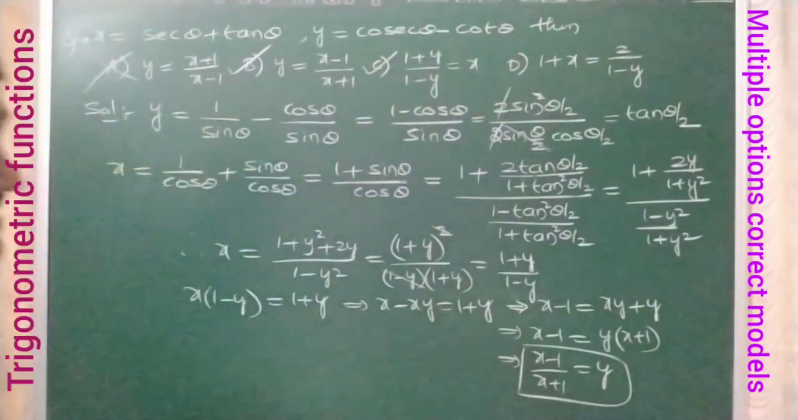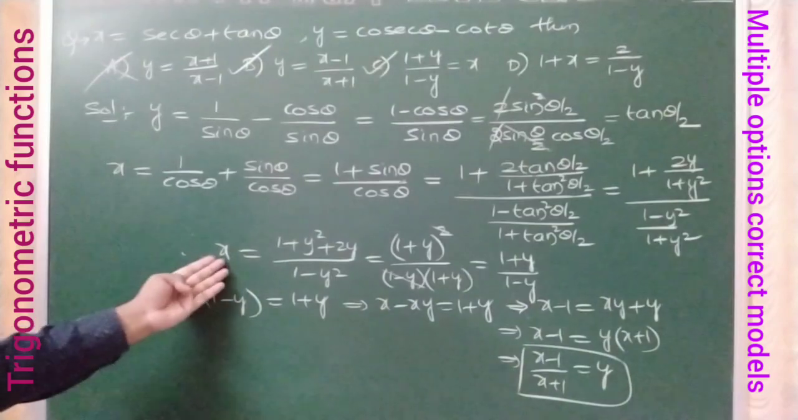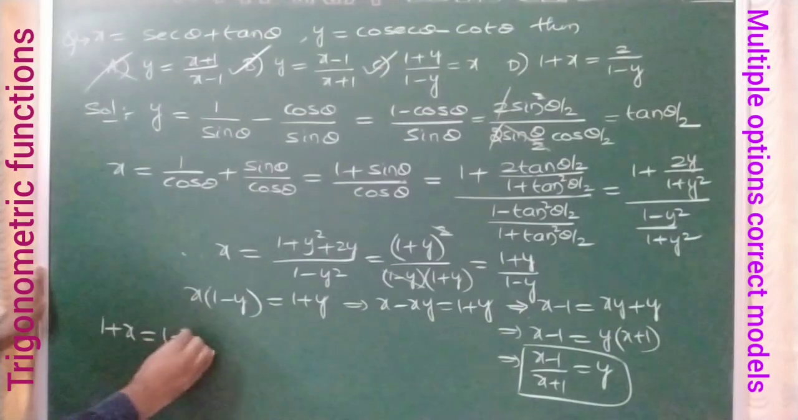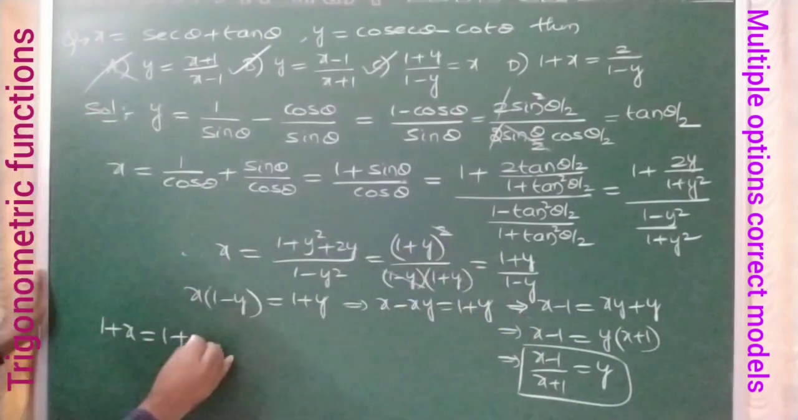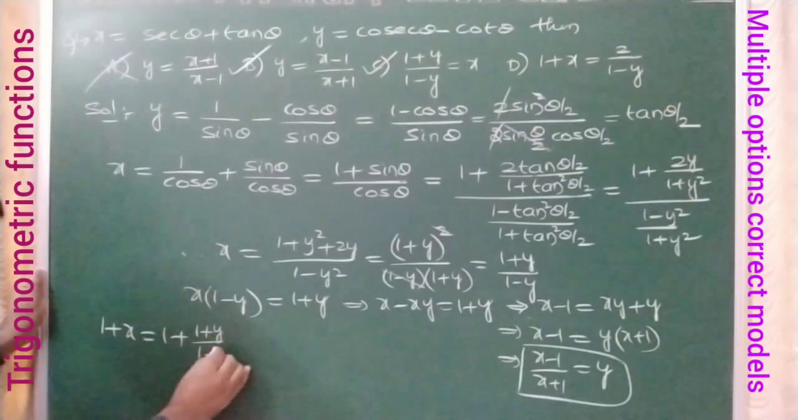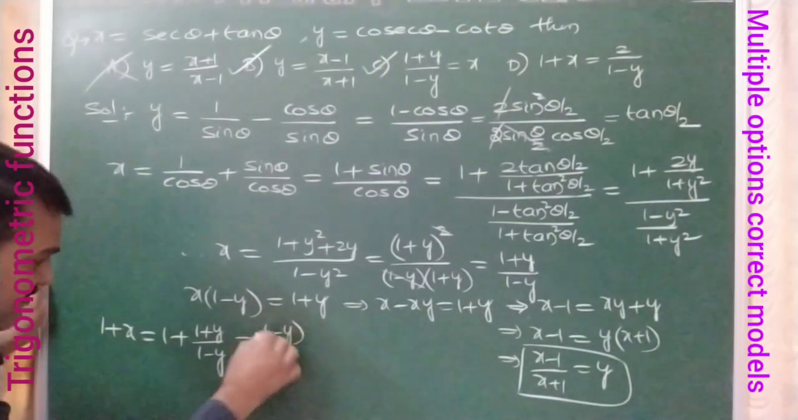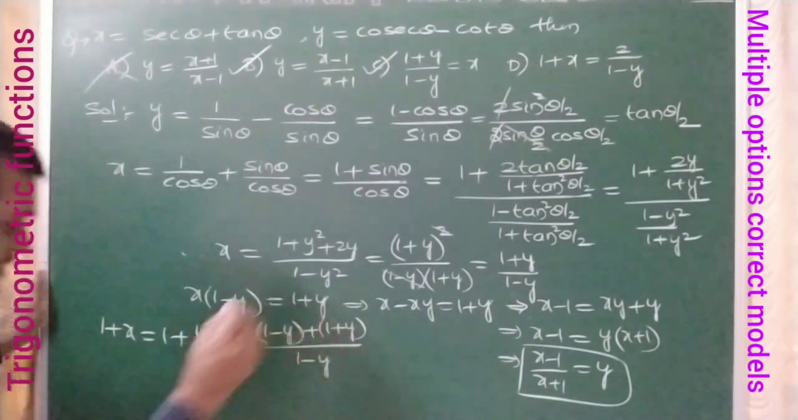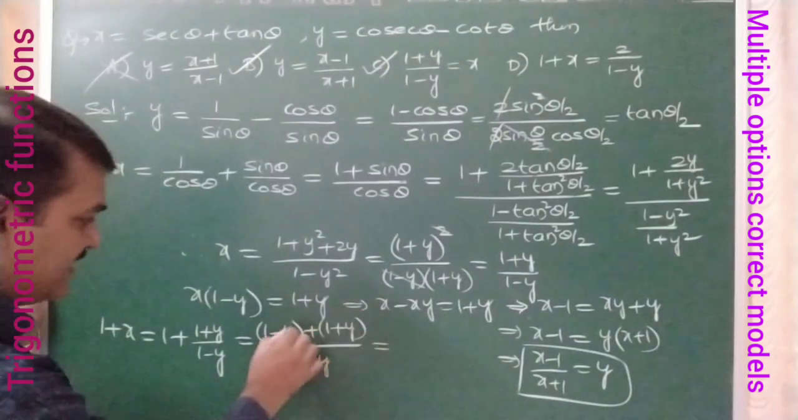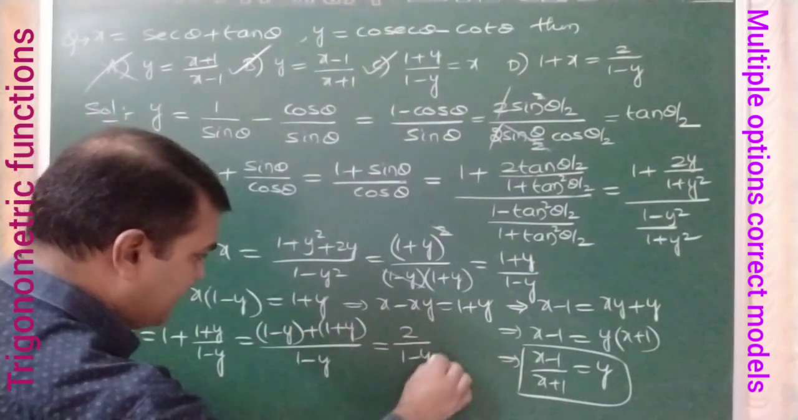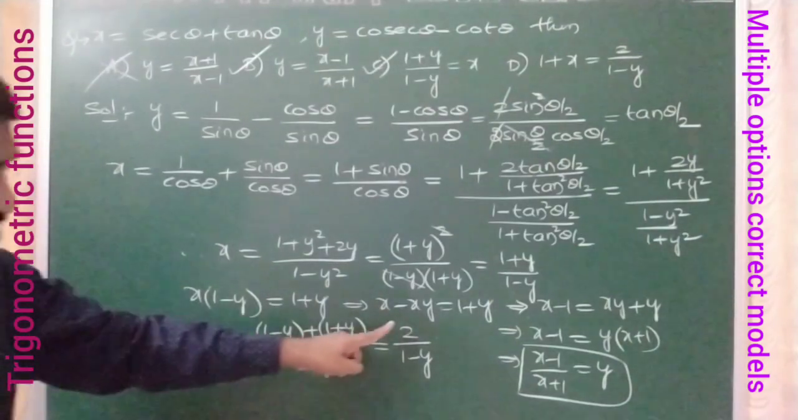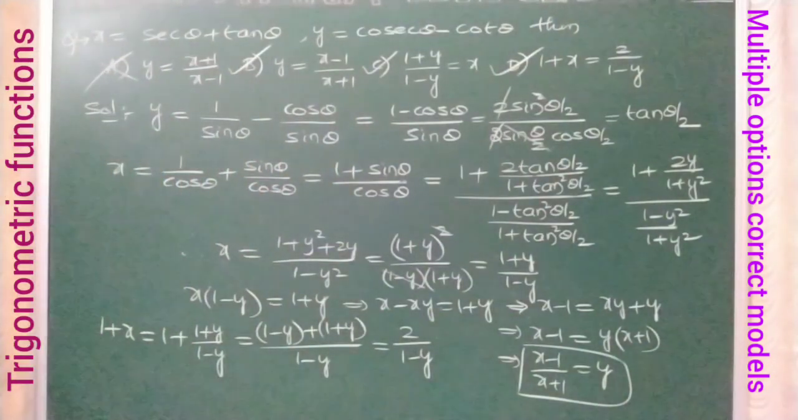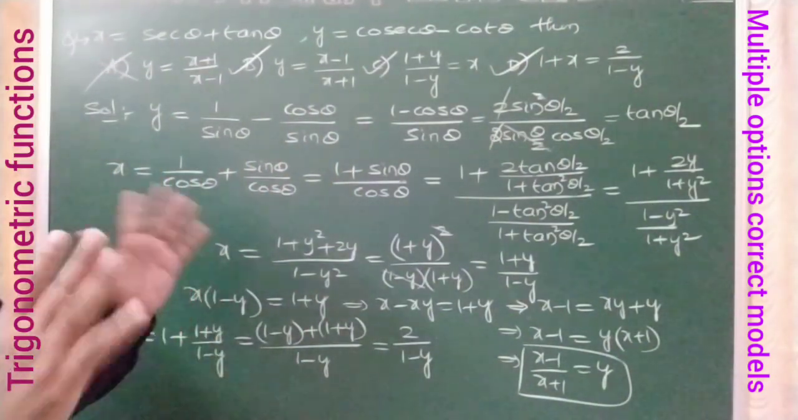1 plus x is equal to 2 by 1 minus y. We know what x is, so let us calculate 1 plus x. What is x? The x value is 1 plus y by 1 minus y. So just take LCM. We will get 1 minus y plus 1 plus y by 1 minus y. In the numerator, y minus y cancels. So we will get 2 by 1 minus y. 1 plus x value is 2 by 1 minus y. This is also correct. So 3 options we are getting correct in this. So this is the conclusion.